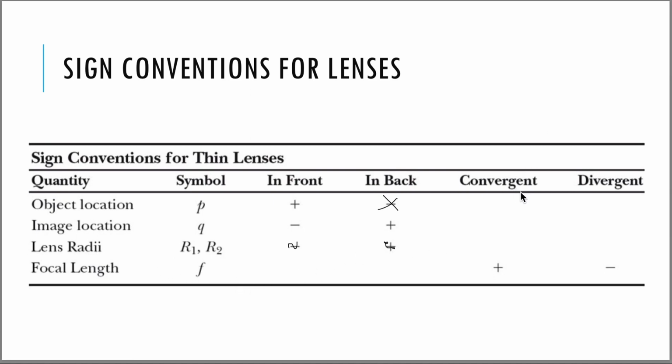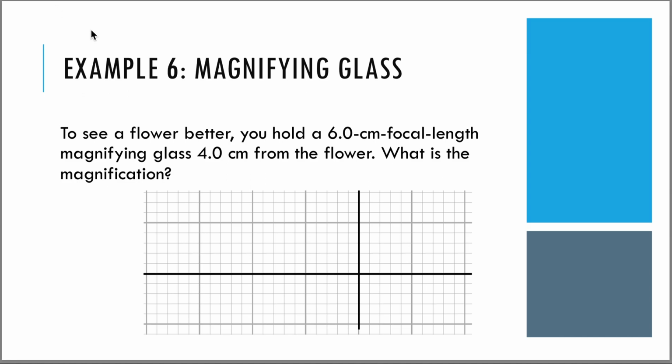You're not always going to be given that a focal length is positive or negative, so you have to use your knowledge. If it's a converging lens, looks like this, then it has a positive focal length. If it's a diverging lens, looks like this, it has a negative focal length. Let's go ahead and look at a problem that will draw a ray diagram, and then we'll also use the equations to see that they give us the same exact answer.